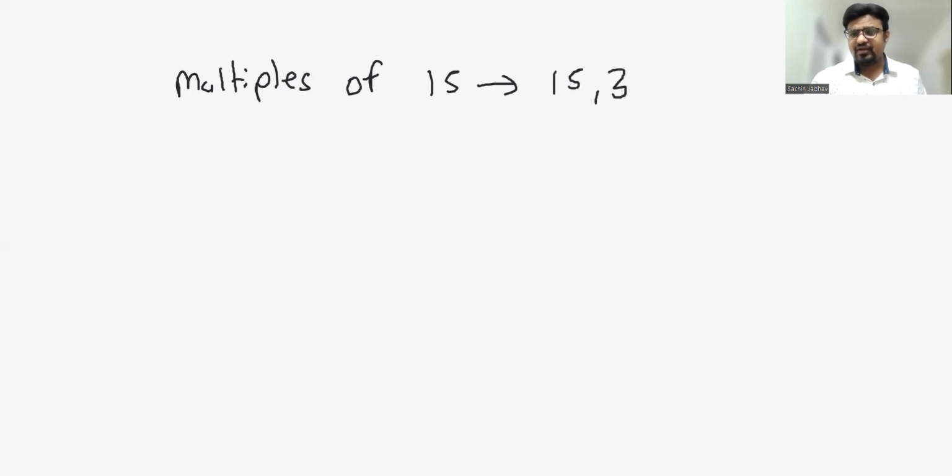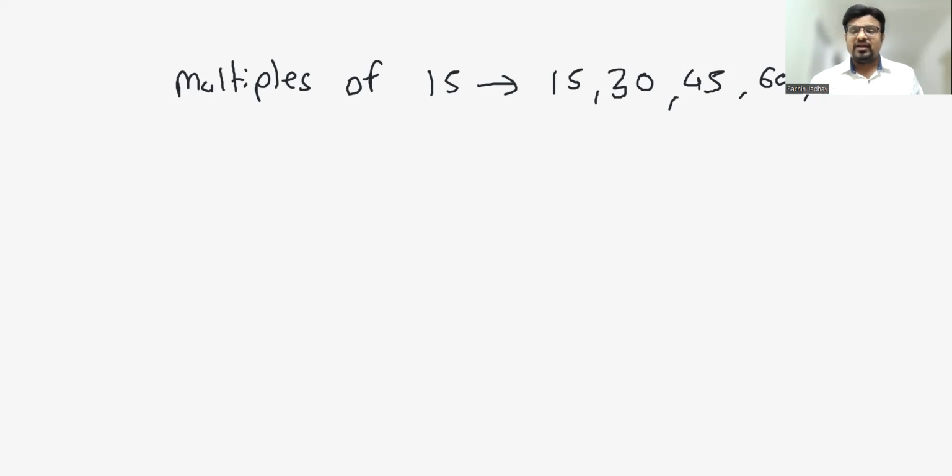Now here on the second page, you can see what multiples are. Suppose you have to find the multiples of, I'm taking the example 15. What are the multiples of 15? Next 4 multiples I'm writing. 15 ones are 15, 15 twos are 30, 15 threes are 45, 15 fours are 60, 15 fives are 75. These are the next 4 multiples of 15.